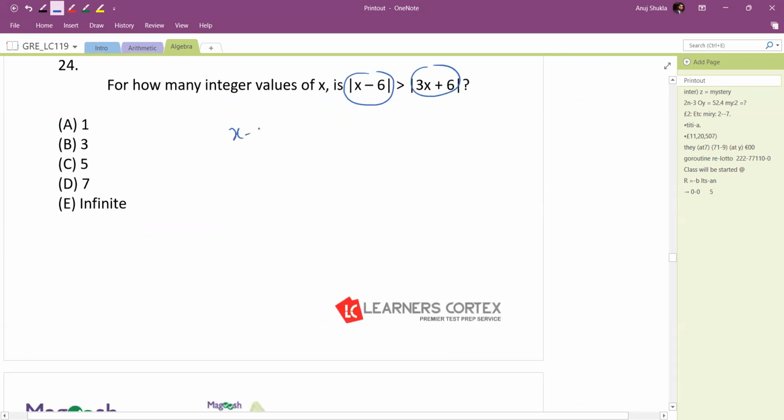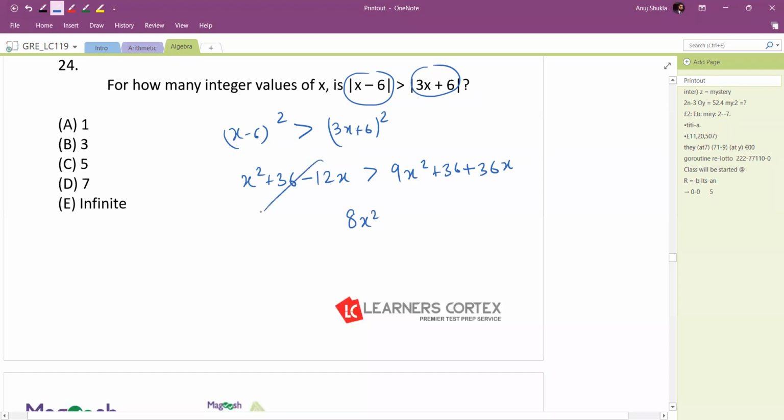So what I will be doing: x minus 6 whole square is greater than or equal to 3x plus 6 whole square. I'm writing it again: x square plus 36 minus 12x is greater than or equal to 9x square plus 36 plus 36x. Can I write the same thing as 8x square? 36 is gone. 36x and 12x, it will become 48x. It is less than or equal to 0. If you take 8x common, it is x plus 6 less than or equal to 0.